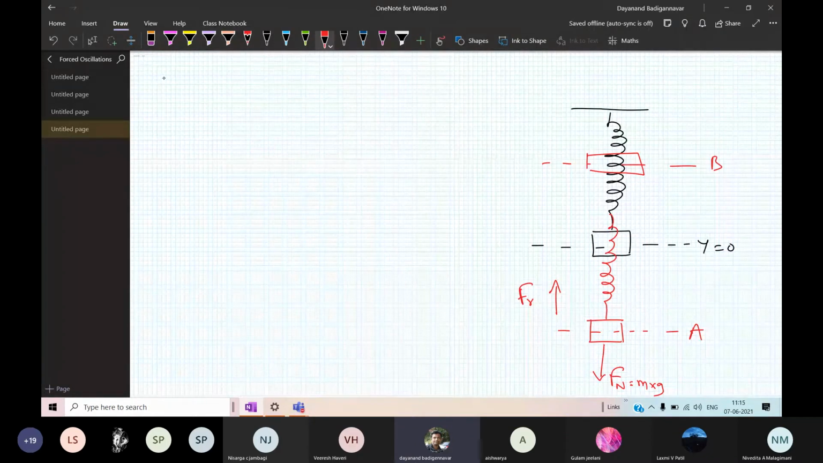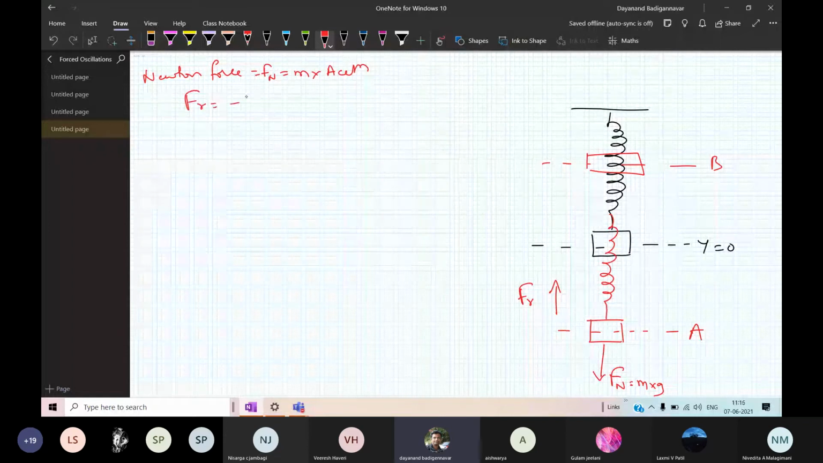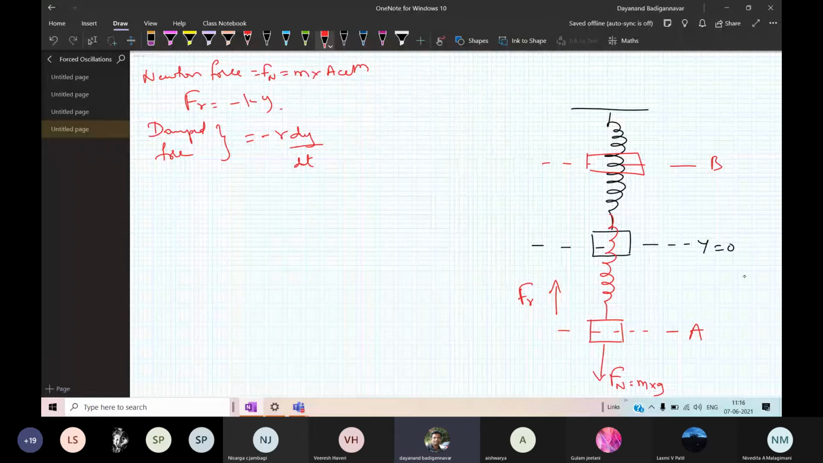The first one is the Newton force, Fn, that is equal to mass into acceleration. Then the restoring force Fr equal to minus k into y. Then the damped oscillations, then the damping force. The damping force is minus of R into dy by dt. Got it. Now after some time, what happens?